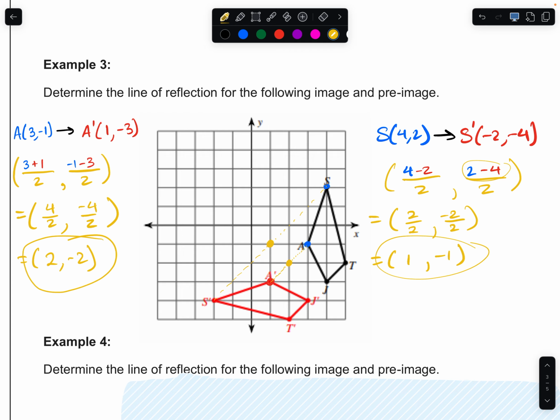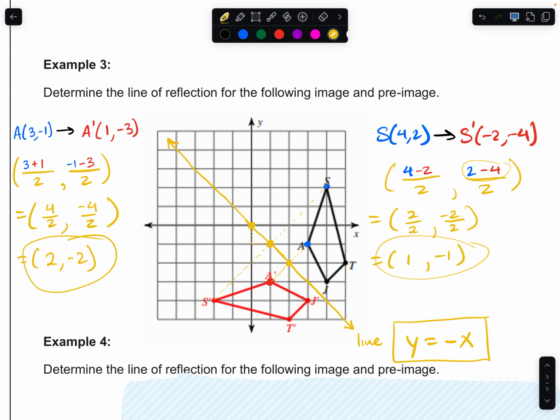Now, if both of those yellow dots are on our line of reflection, and you only need 2 dots to make a unique line, we're just going to connect those and extend them. And this is our line of reflection. Can you come up with an equation to represent this yellow line that goes through the origin and has a slope of -1 over 1? If you remember anything from last semester, you should. This is the line y equals -x.